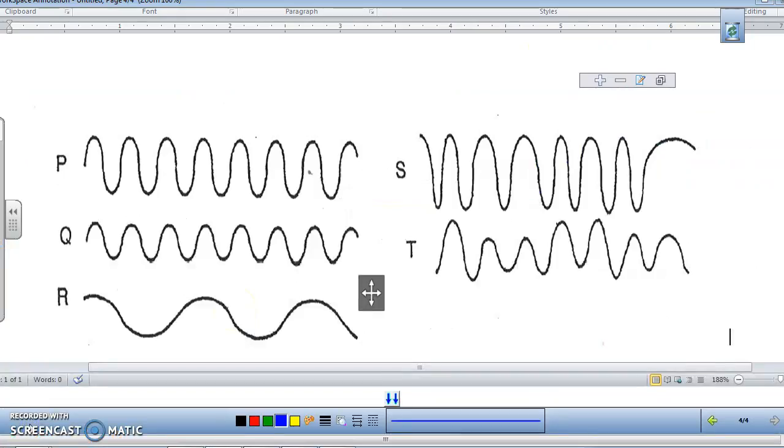Okay, so moving on to number 6 on your worksheet, it asks us to use these 5 pictures to answer A, B, C, D, and E. So on letter A, it says waves P and Q have the same blank, but wave P has twice the blank of wave Q. So we're only going to look at the first 2 waves here and here.